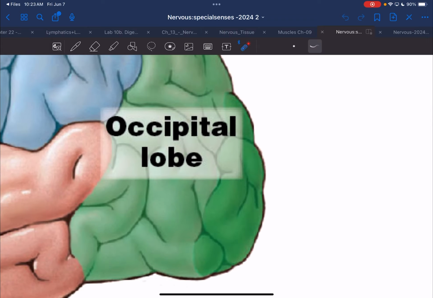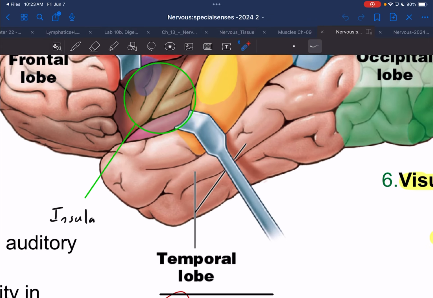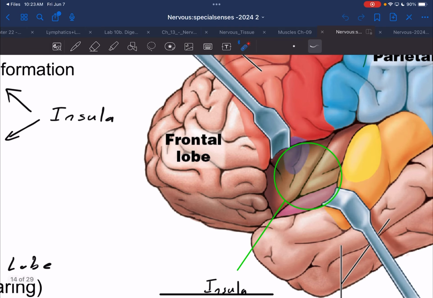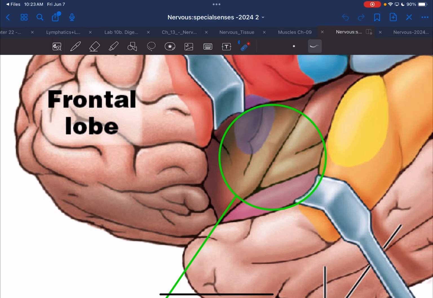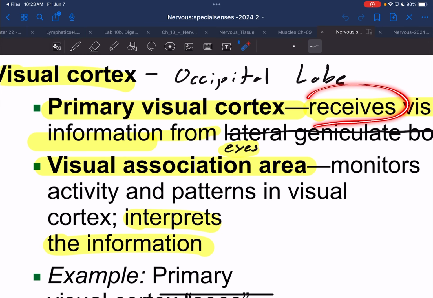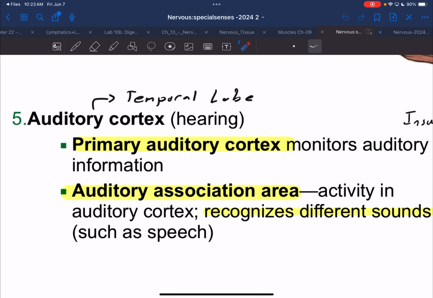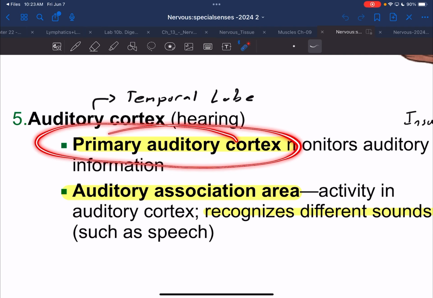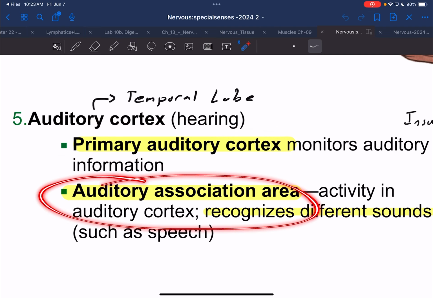You can do it for vision, occipital lobe, hearing, temporal lobe. You can do it for taste and smell in your insula lobe. And again, they have two parts to them: a part that receives information and an association area which interprets it. And they all, in essence, have that very thing. Two parts: one that receives the sense, and one that interprets the sense.